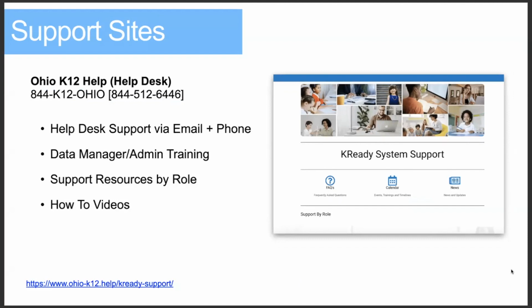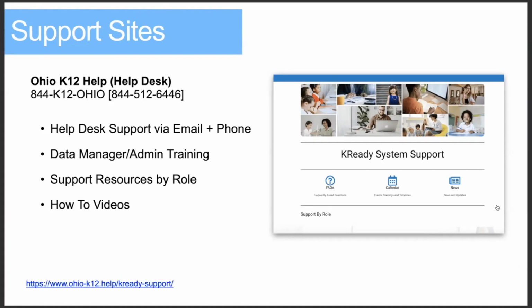Again, I do want to point out that there are some technical issues or challenges that may occur that we in turn would then need to reach out to the software vendor in order to identify what that error or issue is, and then get a response that we can then provide to you, or a resolution to that. To reach out, you can call us at 844-K12-OHIO, which is 844-512-6446, or you certainly can submit a request form on our website.